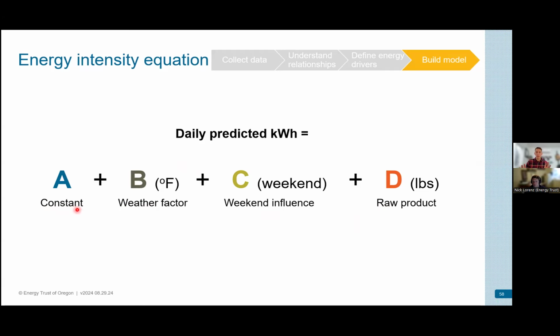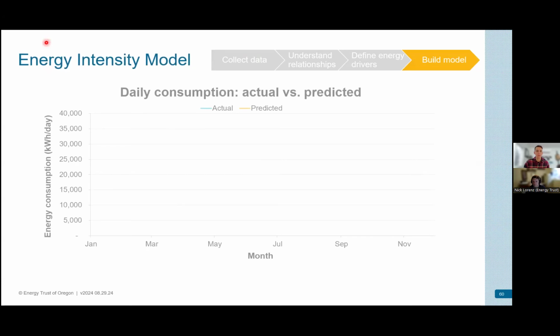So by taking into account that base load of that constant and all the other significant energy drivers, we can now pretty accurately predict energy use based on a wide variety of conditions. So let's go ahead and look at that a little bit differently for Acme Manufacturing.